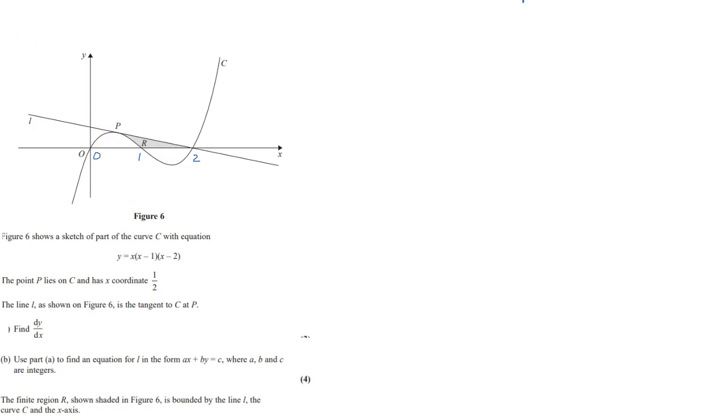Point P lies on C and has x coordinate 1 over 2. So the y coordinate will be: y will be half, minus 1 is minus half, and half minus 2 is minus 3 over 2. So that will be 3 over 8. So this is 2 and 3 over 8. This is the coordinate, P coordinate. This is 1 and 0. This is 2 and 0.